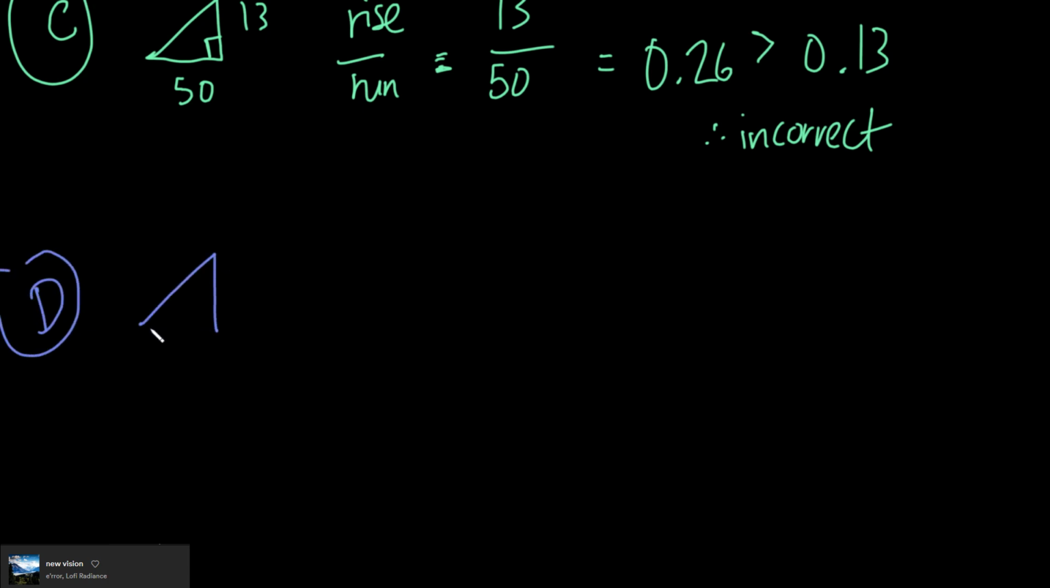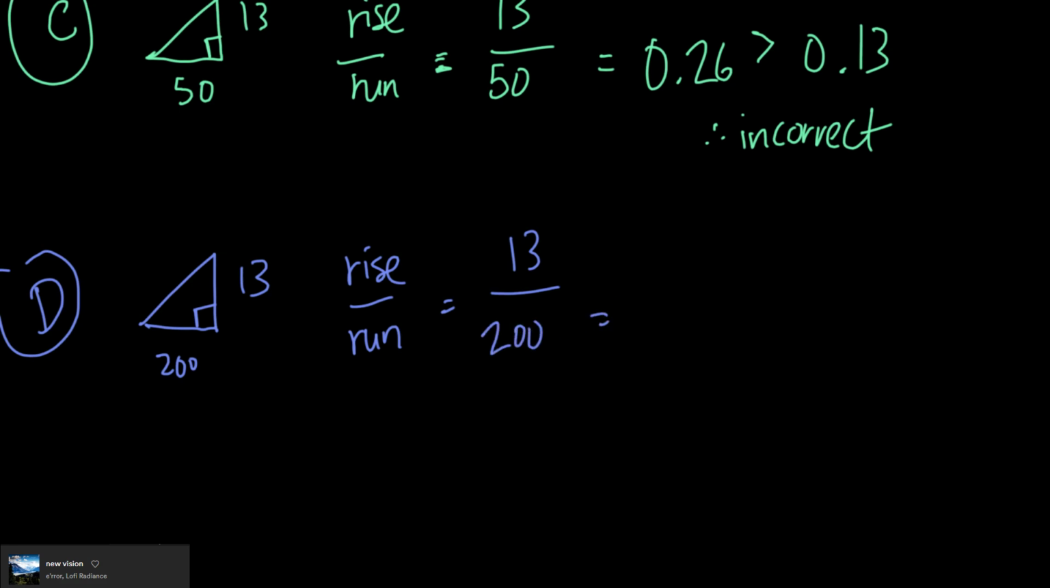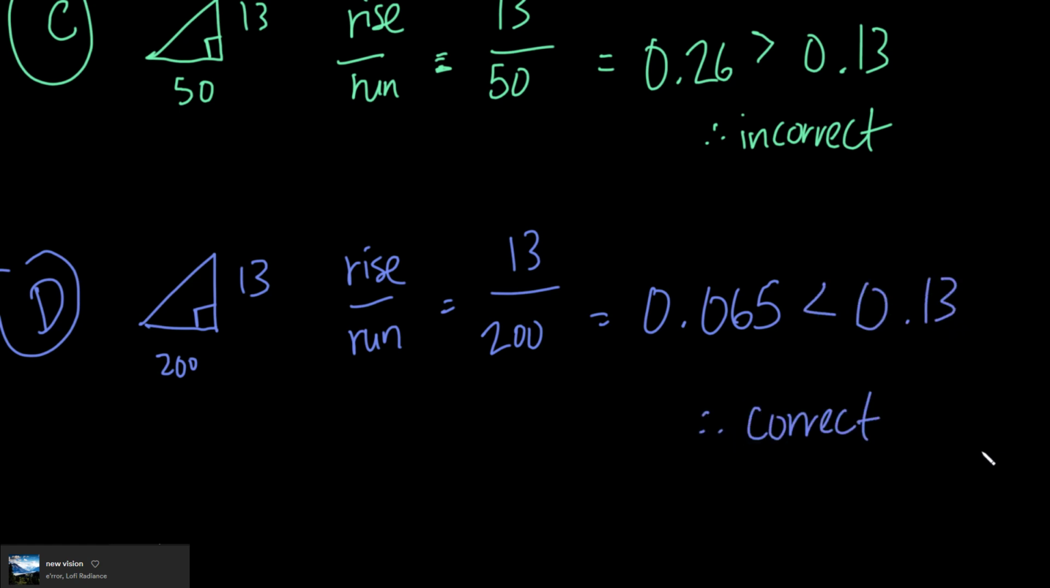But let's verify that. So D here is 13 and 200. So again, rise over run equals 13 is my rise. My run here is 200. I'm going to divide that out. So it's 13 divided by 200, which gives me 0.065. This is actually less than 0.13. Therefore, this is the only correct response, which means my correct answer here is D.